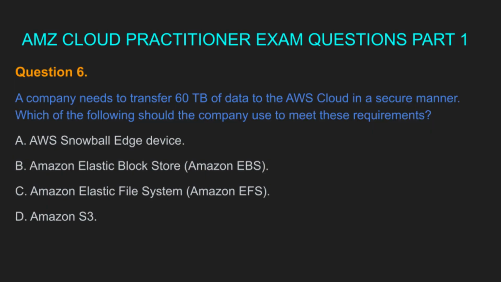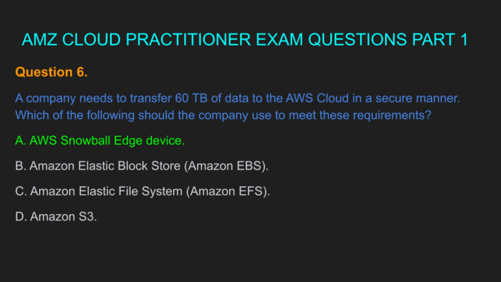Question 6. A company needs to transfer 60 terabytes of data to the AWS cloud in a secure manner. Which of the following should the company use to meet these requirements? A. AWS Snowball Edge Device. B. Amazon Elastic Block Store, Amazon EBS. C. Amazon Elastic File System, Amazon EFS. D. Amazon S3. The answer is A. AWS Snowball Edge Device, which transfers a large amount of data securely and efficiently into and out of AWS. It comes with up to 80 terabytes of storage capacity.